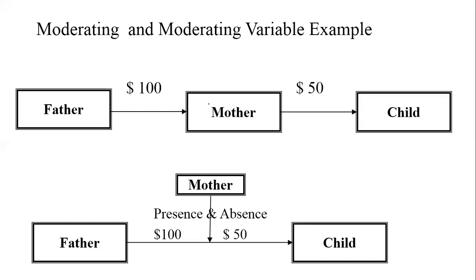In the above example, she's acting as a mediator because she's being affected by the father, and then in return she's affecting the child. But in the lower example, the presence or absence of the mother changes the relationship between father and child. So this can be another simple example of understanding mediation and moderation.